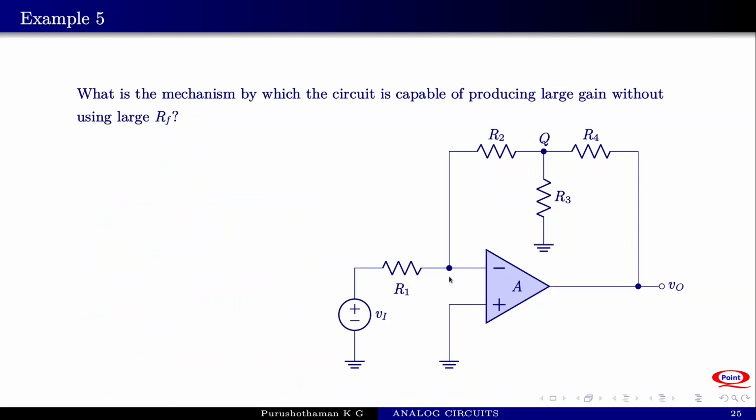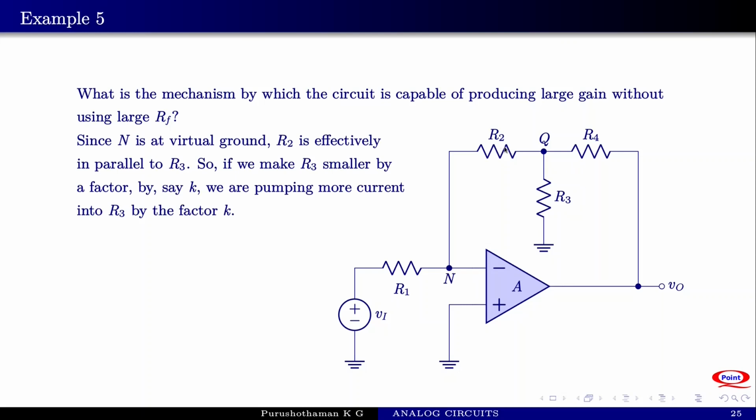You can see that since virtual ground is there, the point Vn is 0, and since Vn is equal to 0, R2 and R3 are effectively in parallel. If there is a parallel combination of two resistors, the current is mainly decided by the lower value because the effective combination will be lesser than the lower value. So if you purposely reduce R3, you can pump more current into R3, which eventually will send more current through R4. Assume that we make R3 smaller by a factor of say K.